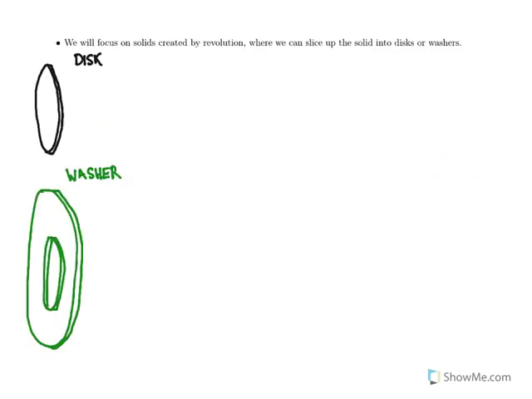So when we do this, we have this solid of revolution. Our slices are going to look like discs or washers. Discs are going to be just like little pancakes. The volume of this, we've already talked about, is going to be pi r squared dx. The washer is going to be like a disc with the center cut out. Again, we have that the thickness is dx.